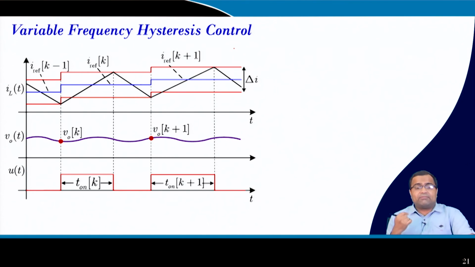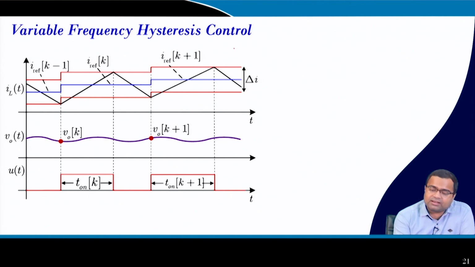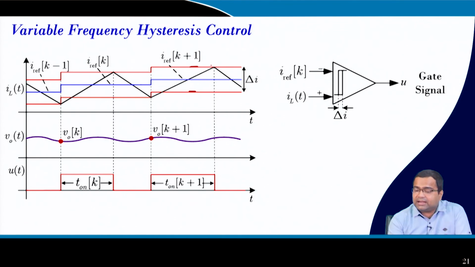But if we go to variable frequency control, we have talked about hysteresis control, right, and we talked that if we use a hysteresis current band, then we can keep the current ripple within the band. So here again the inductor current is in the analog domain, and the reference current is coming from the digital loop.